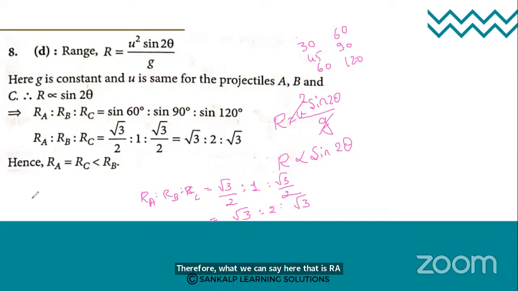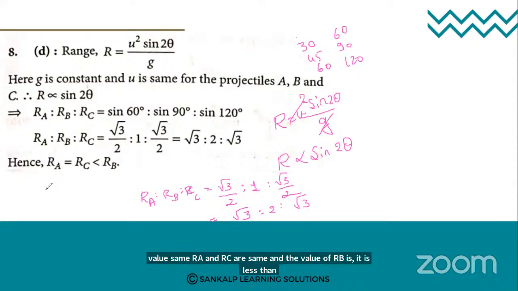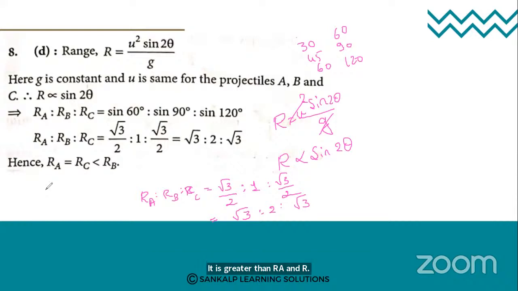RA and RC are same, and the value of RB is greater than RA and RC. Right? The conclusion is RA is equal to RC, but RB value is greater than both the values. Please copy down.